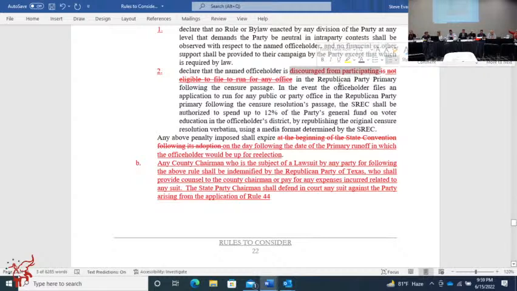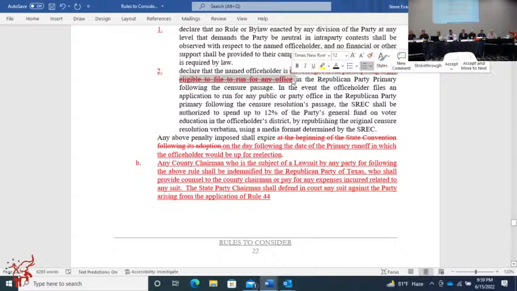Mr. Snyder, as our members, we're speaking on the highlighted language. Yes.